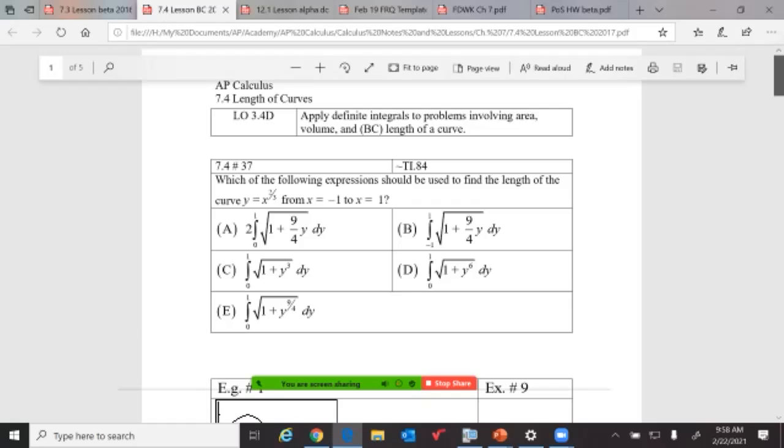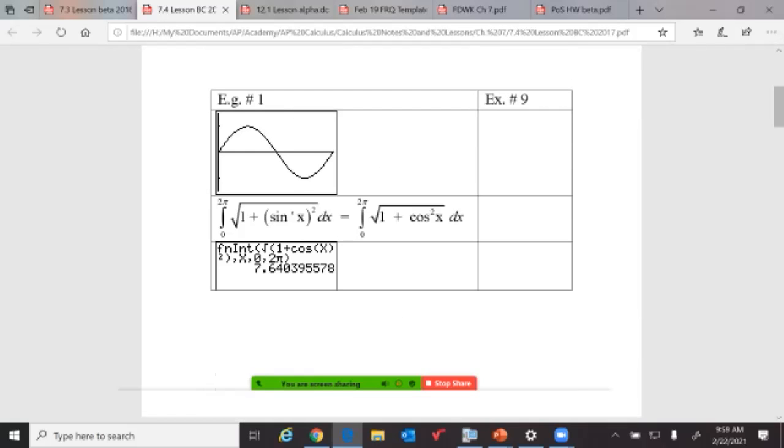So here's example 1. We want the length of the sine wave from 0 to 2 pi. So this is the sine wave. What are we going to do? We're going to have the square root of 1 plus the derivative of what we want, squared, dx. The derivative of sine is cosine. So we're going to go from 0 to 2 pi, 1 plus cosine squared, under the root sign, anti-differentiate that, and you get 7.640.